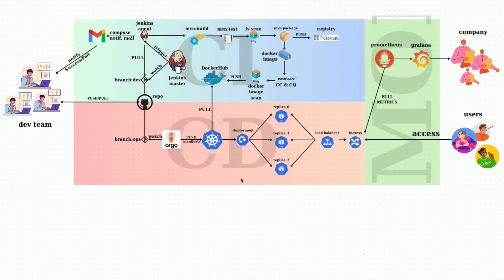Okay, this is the pipeline we are going to build. This pipeline consists of three main parts: the CI part, continuous integration, the CD, continuous delivery, and the monitoring part. Let's see how this pipeline works step by step. I will zoom in.